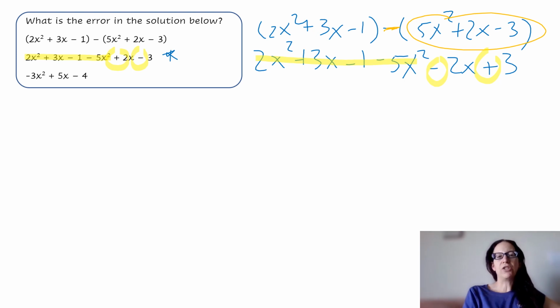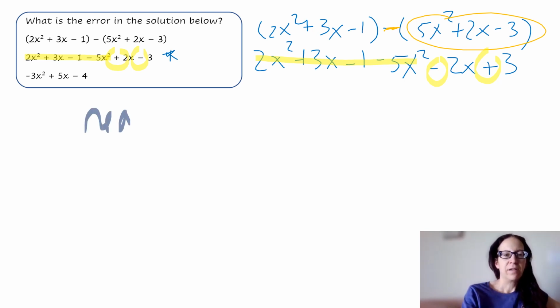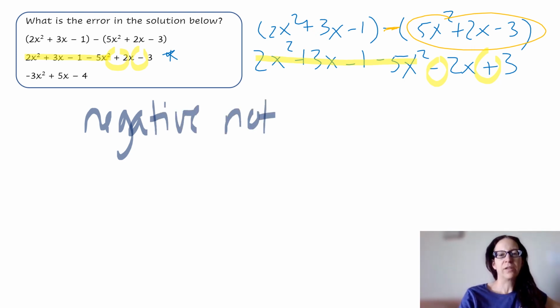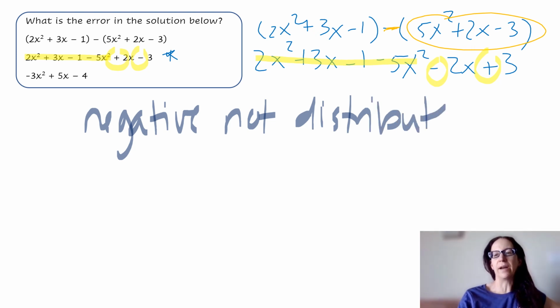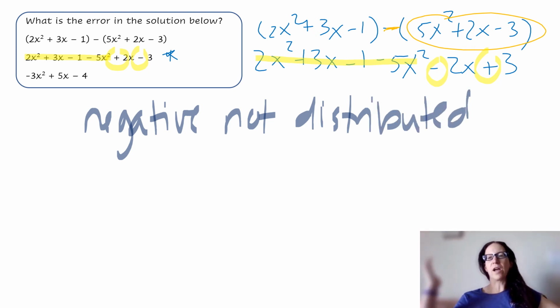And then we would need to look at what that mistake is. You have to look at the answer choices and say which of the answer choices describes the mistake that I'm seeing there. In this case, you could say something like the negative was not distributed, or the subtraction was not distributed. The person did not subtract all of the second polynomial. Lots of different ways it could be phrased.